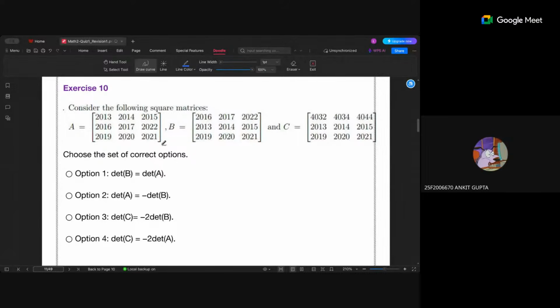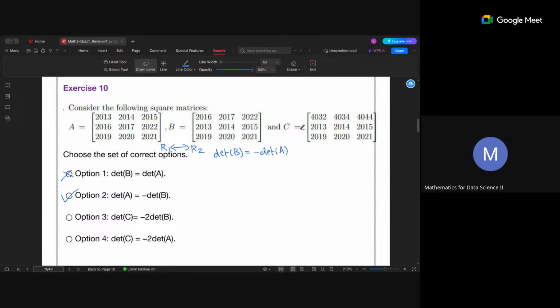R1 and R2 are exchanged. So R1, R2 interchange. If this happens, what is the relation between determinant of B and determinant of A? Determinant of B is the negative of determinant of A, minus determinant of A. So option 1 is incorrect and option 2 is correct.